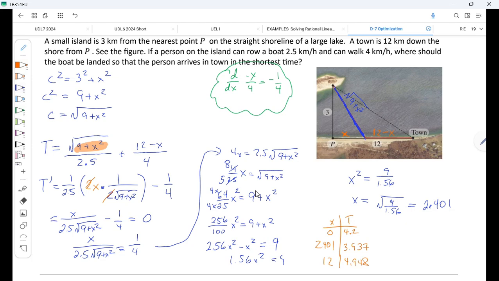Which should make sense. You're boating so slow that going straight to town is going to take you the longest, right? It's a significant slowdown from 4 kilometers to 2.5 kilometers an hour. You save a little bit by doing the boating diagonally, not a whole lot, 0.3 of an hour. But if you're planning on a 4-hour adventure, any minute we could save counts, right? But yeah, that's the answer to that one.